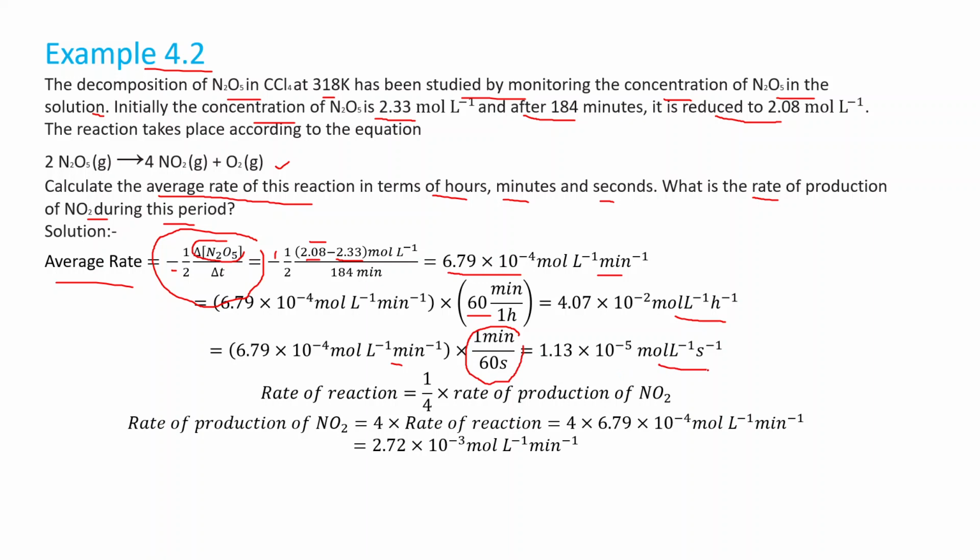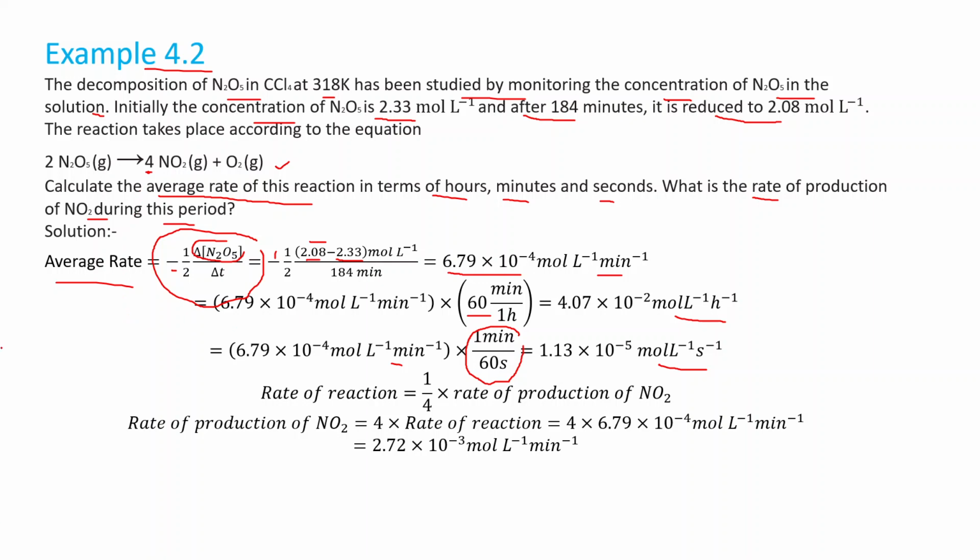Okay, now the important thing is we have to determine the rate of production of NO2. Now see, according to this equation, what is the relationship between the rate of reaction and the rate of production? This is the 4. That is, the rate of reaction is 1/4 of the rate of production of NO2. Or we can say the rate of production of NO2 is 4 times the rate of reaction.